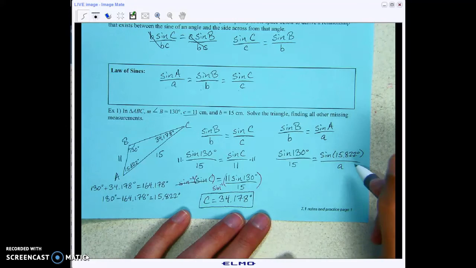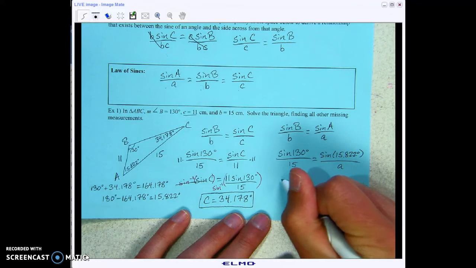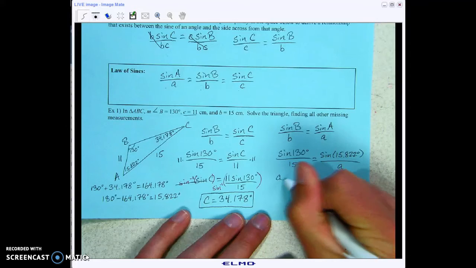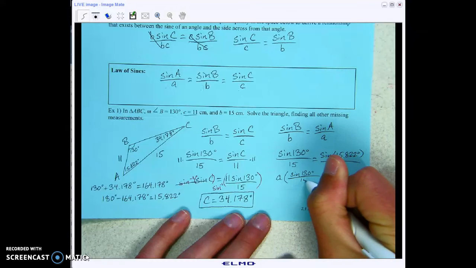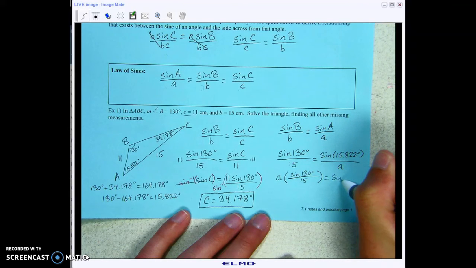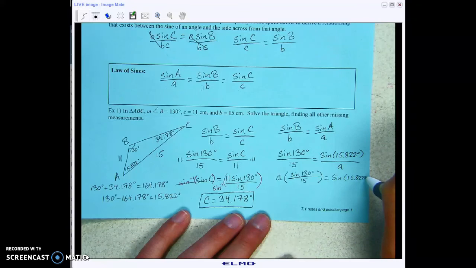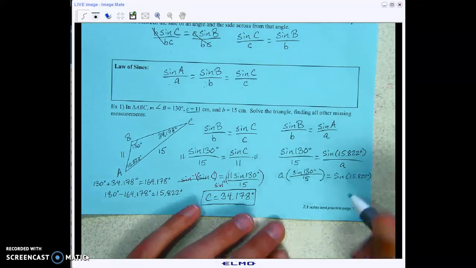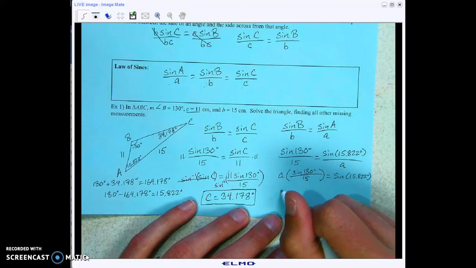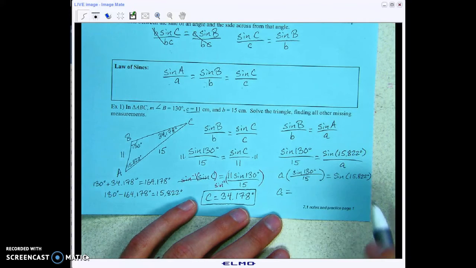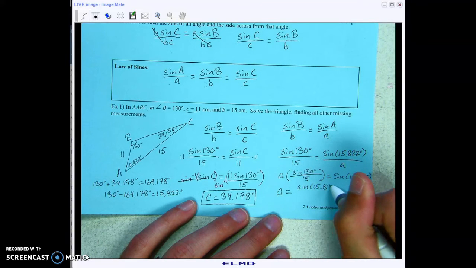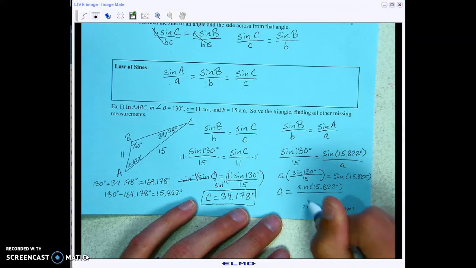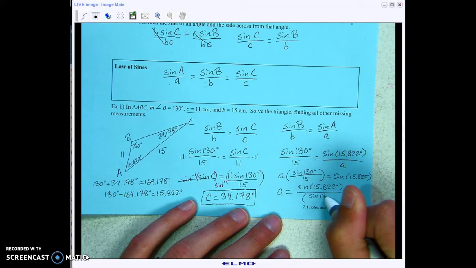Now that I want to find a, I need to multiply a to both sides. And this is going to get a little tricky, but I get a times the sine of 130 over 15 is equal to the sine of 15.822 degrees. Then to get a by itself, we're going to divide both sides by the sine of 130 over 15. So that looks like the sine of 15.822 degrees over the sine of 130 over 15.